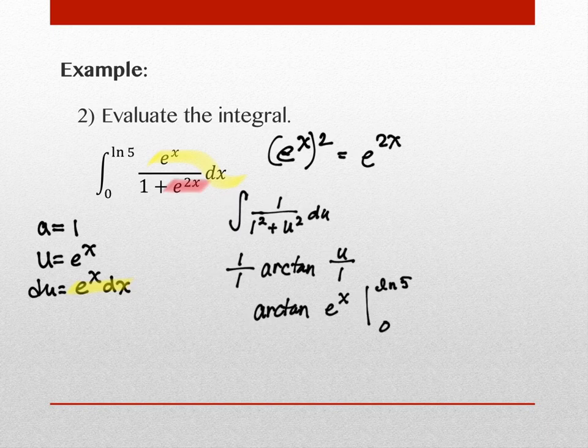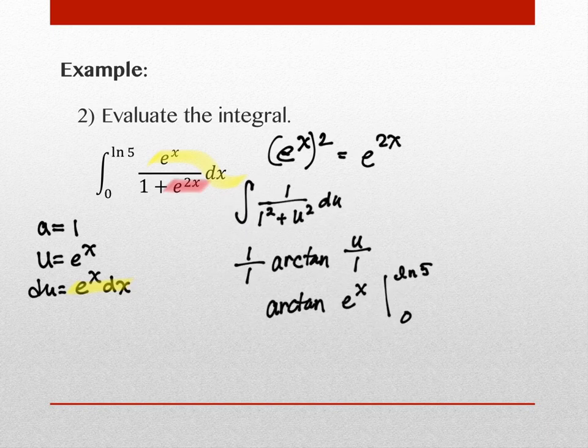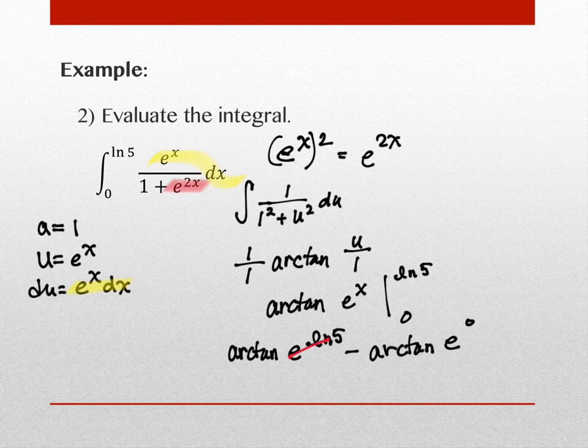Okay, let me shrink this up just a little bit so there's more space to work. So we're going to do arc tangent of e to the natural log of 5, minus the arc tangent of e to the 0. So a few of these have values we know. Right, so the e and the natural log, those cancel, leaving me with arc tangent of 5. Over here, the e to the 0 is actually equal to 1, so this is the arc tangent of 1.